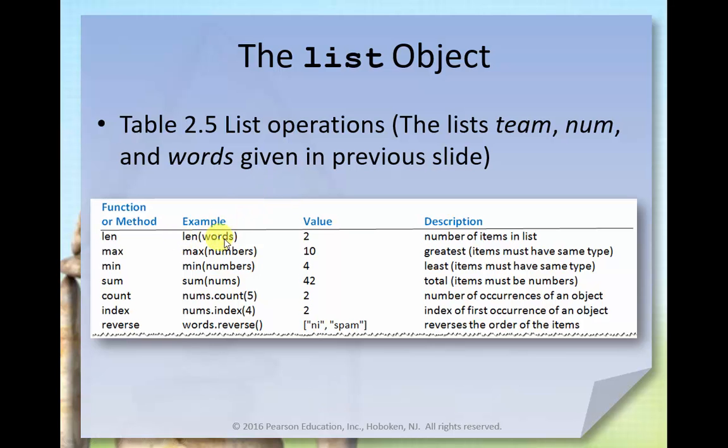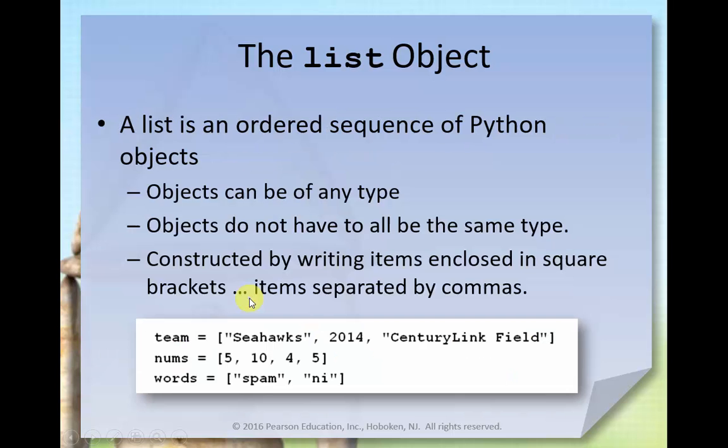So if we do the length of words, it tells us how many elements or number of items that are in the list. We can do some mathematical things like calculate the max, find the max value of all of the items that are in the numbers list that happen to be 10. The minimum, sum, we can actually sum up all the values that were included in that list. We can count the number of occurrences of a particular object. So here's an example of counting how many 5s there were in the numbers list. How many 5s were there? 1, 2.